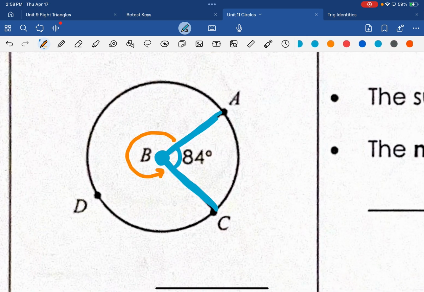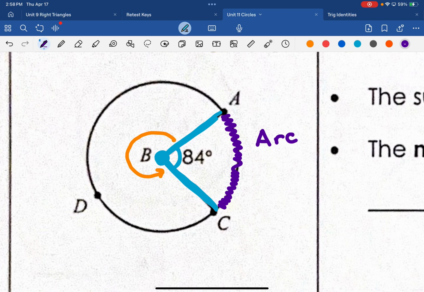Now, when we have these radii that come out and hit the edge of the circle, it starts to cut our circumference or the edge of the circle into parts. So right here we have a piece of the edge which is between A and C, and this is what we call an arc. We would name this arc AC, and we would put a little arc on top. Shocker, we love symbols in math. So we have arc AC right there, and we put an arc on top.